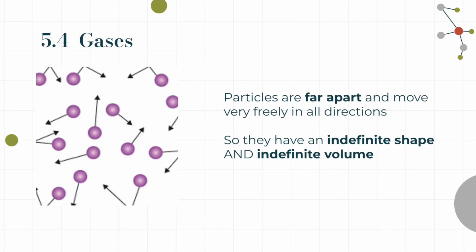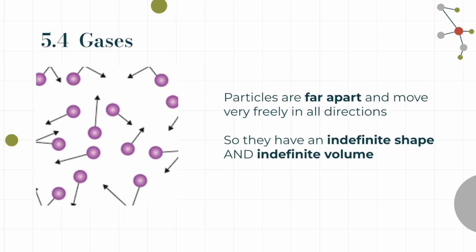The final lesson for Unit 5 is 5.4, gases. As can be seen in the picture, the particles are very far apart and have a lot of room to move freely in all directions, so they move around very quickly. This means that gases have indefinite shape and indefinite volume. The gases will be spread out to fill the entire space of their container.